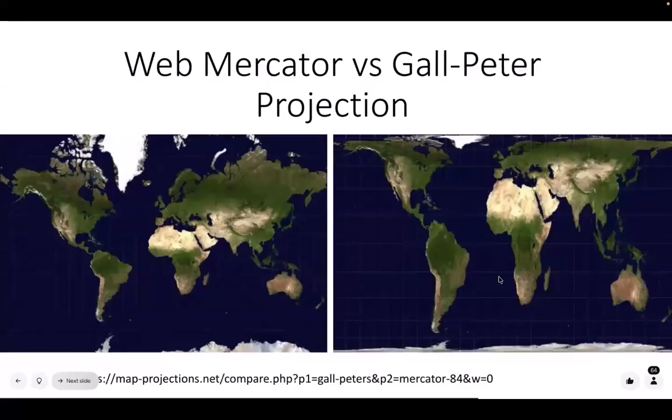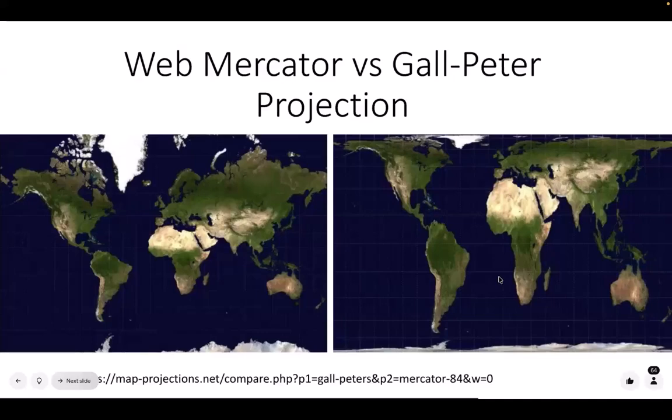Controversially, the map on the right, which is the Gale-Peters projection, flips this trade-off. It preserves the area, meaning that every country and region is shown at its true relative size. And the cost is that shapes become distorted. You'll notice that countries look taller and narrower than we're used to seeing them.